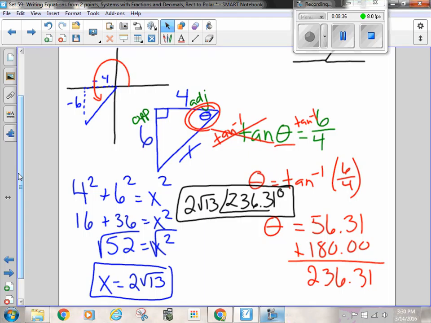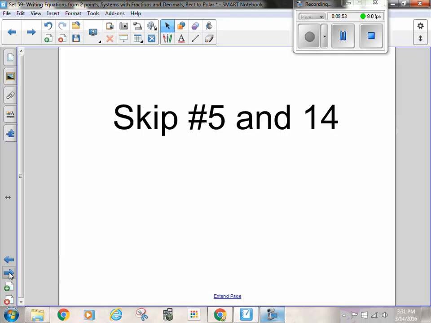So we went from rectangular, and we drew the picture. We used the Pythagorean theorem. We had to use an inverse tangent for this one, and then we found our angle. But remember, we had to add the 180 because it went almost 3/4 the way around. So just a couple of problems here to skip. And again, these were based off of 56 and 57, which we skipped.